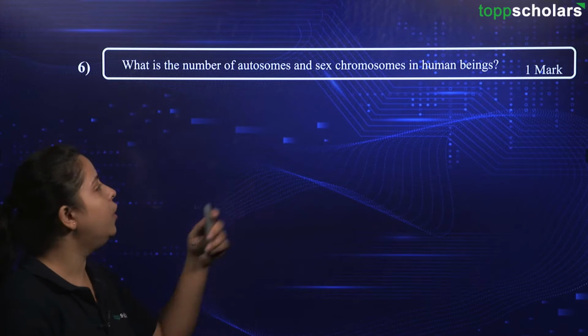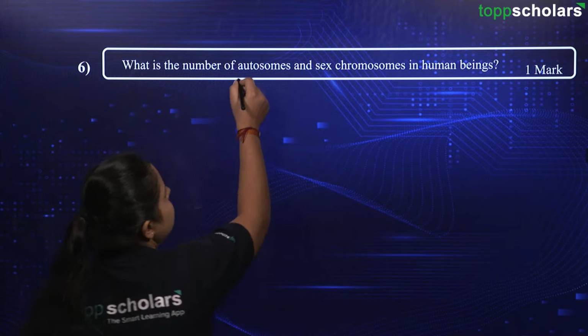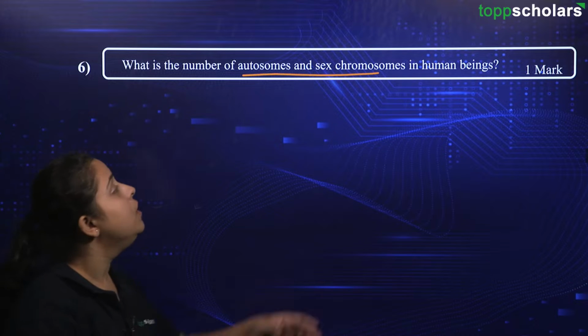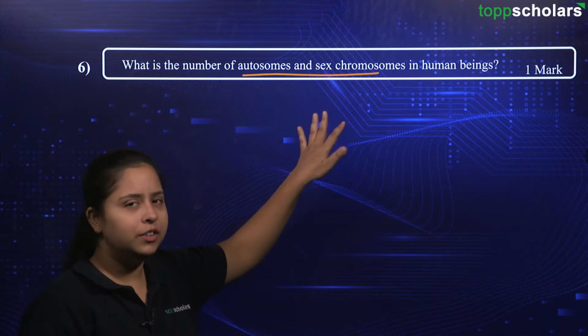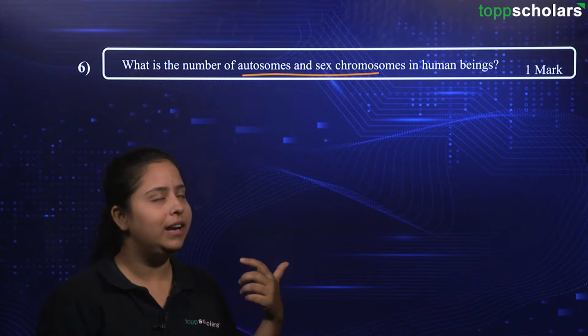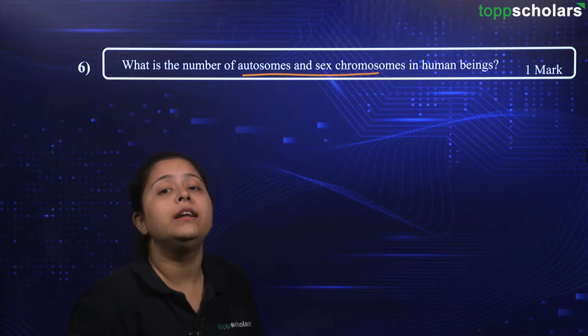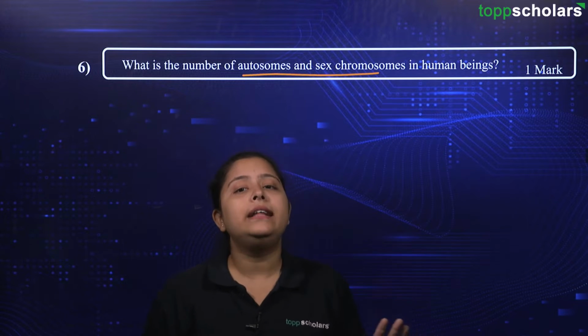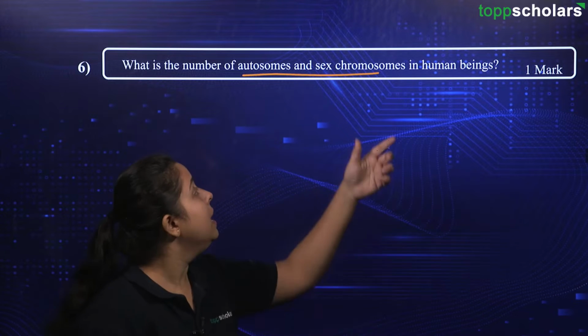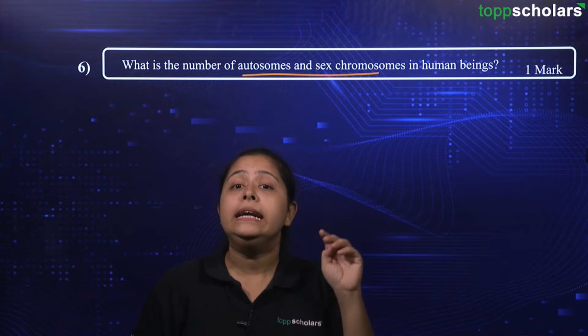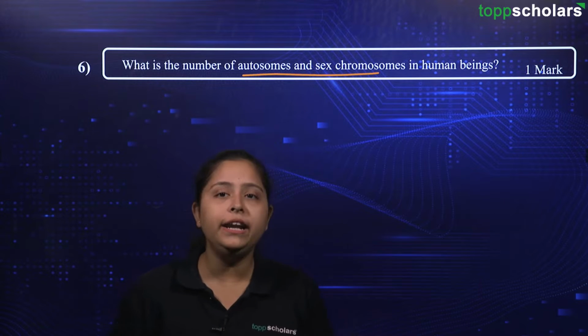Here is the question for 1 mark. The question says, what is the number of autosomes and sex chromosomes in human beings? Over here, we have touched on this topic in the beginning of our lecture. Autosomes are those chromosomes which have functions other than reproduction. Okay? And sex chromosomes are the chromosomes which have the function of determining the sex of an individual.